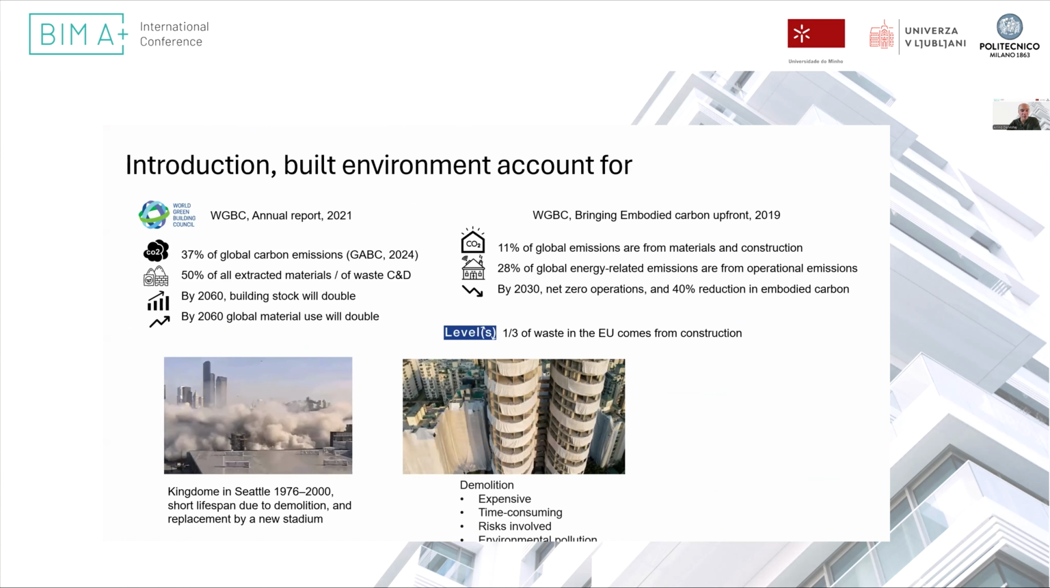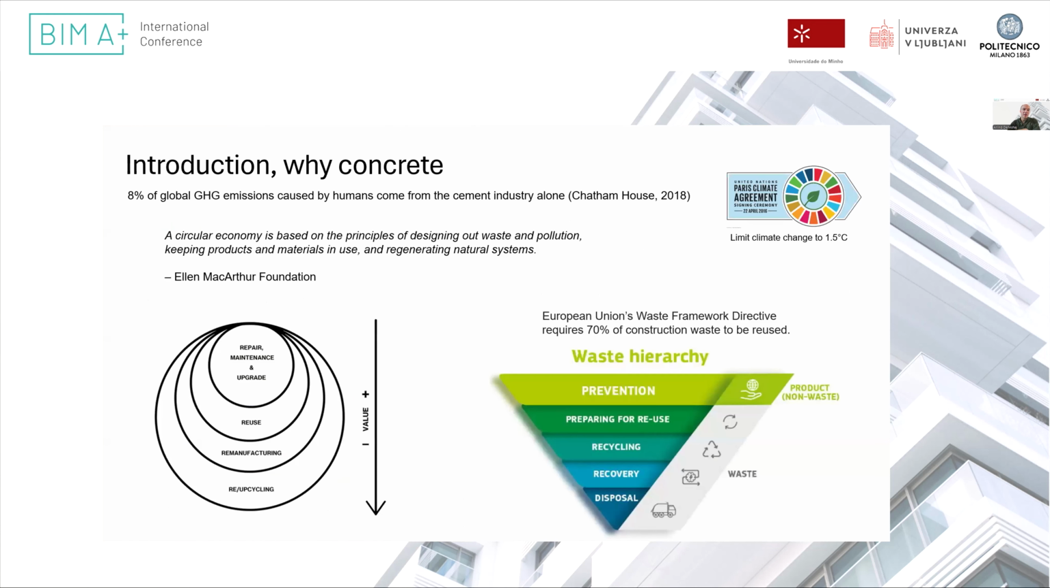At the same time, buildings sometimes have a much shorter lifespan, like in this case of the Kingdome in Seattle. Even if we demolish, it does not come without impacts. It's expensive, there are environmental pollution risks, and it's time consuming. So could we do better than currently?